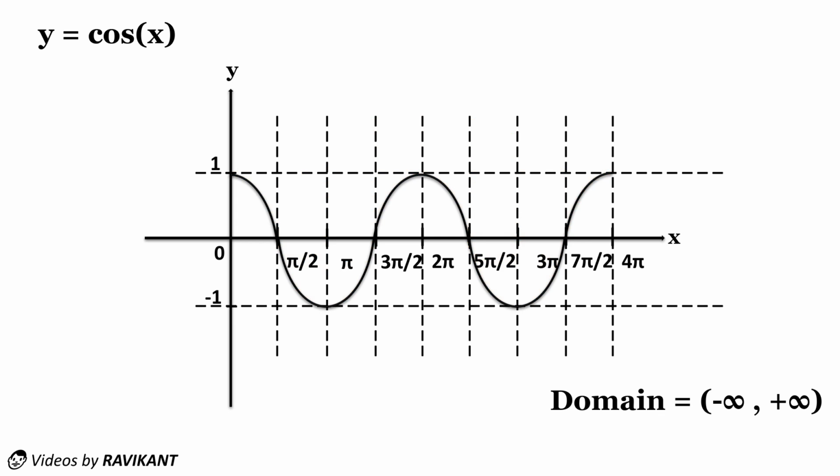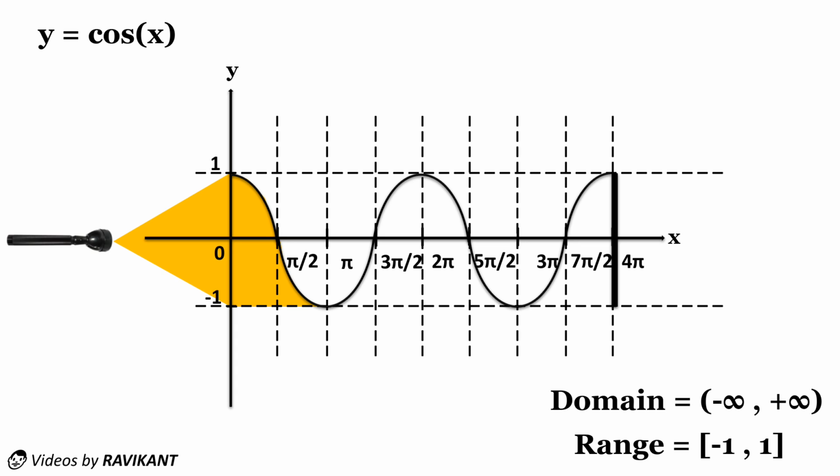Now we find range, and for that we flash the light from left side. So you can see that the light is falling on a small part of this graph, that is between minus 1 to 1. So a shadow is found between minus 1 to 1. Now here we have our range of this graph. We just write minus 1 and 1 between two bigger brackets, because at these points the graph has a particular value, and that's why we write into bigger brackets.